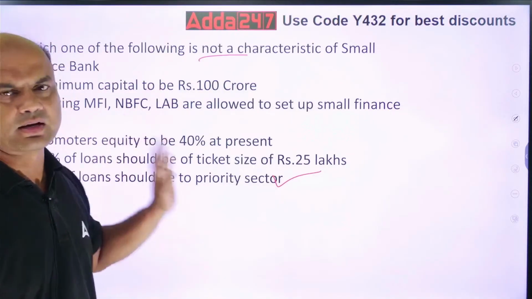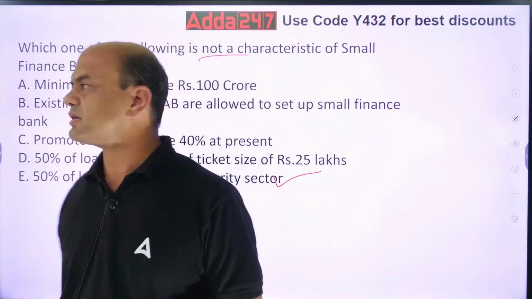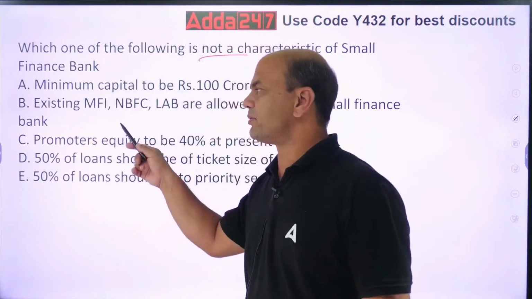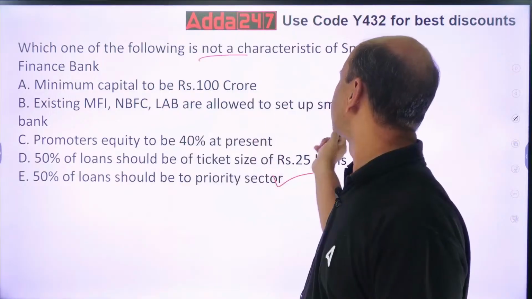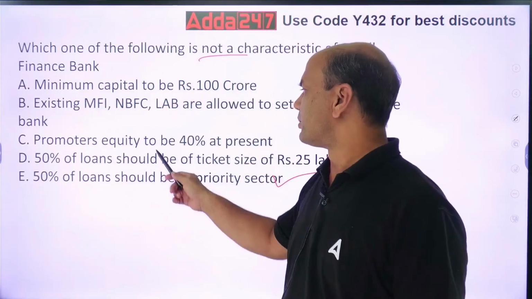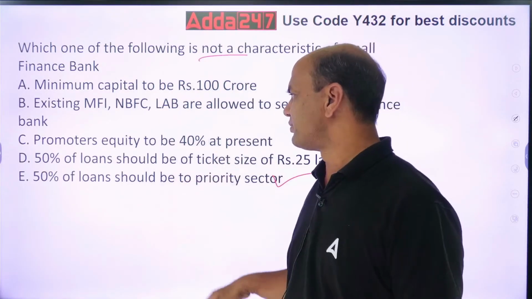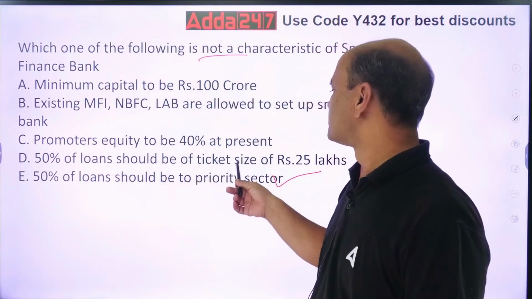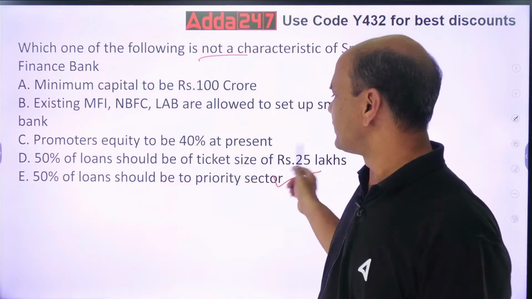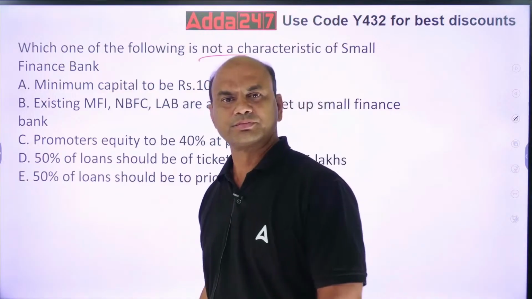Remaining all are correct. 100 crores minimum paid up, existing MFI, LAB are allowed to set up small finance banks. Promoter's equity to be 40% and 50% of the loans should be below 25 lakhs. Okay? Got it?